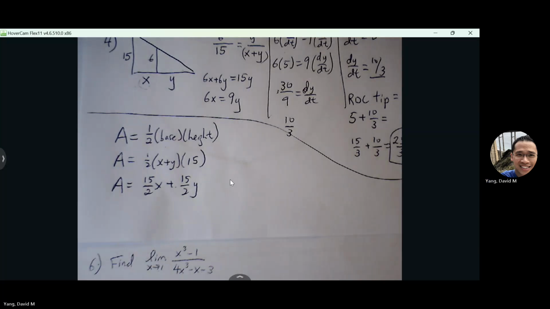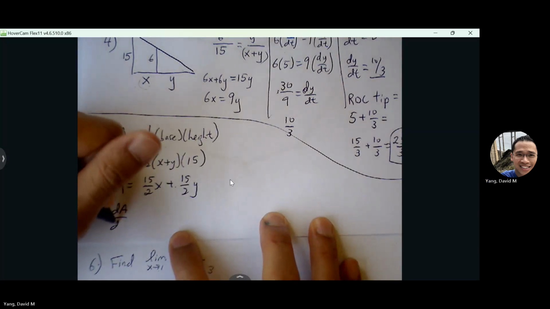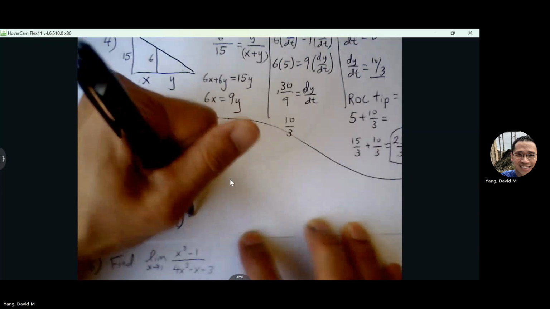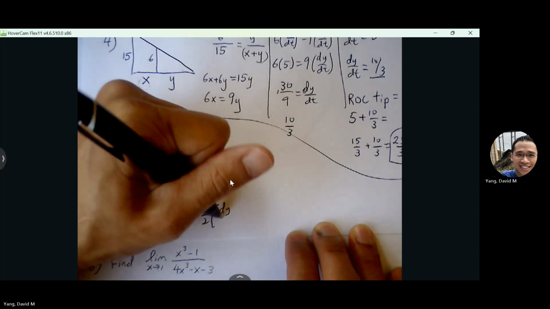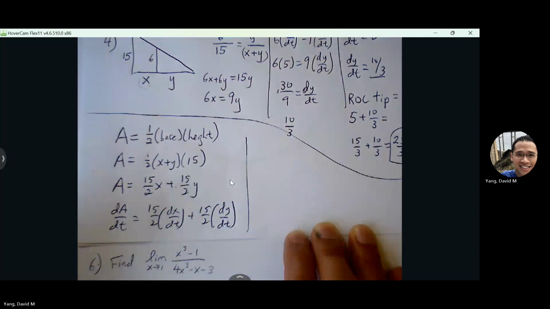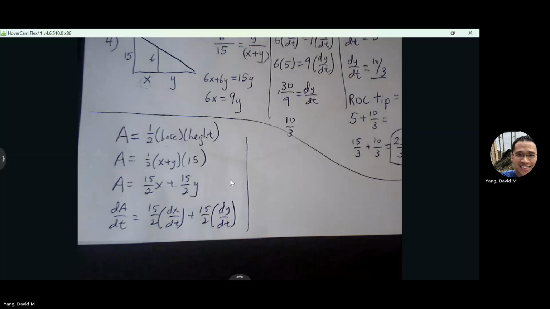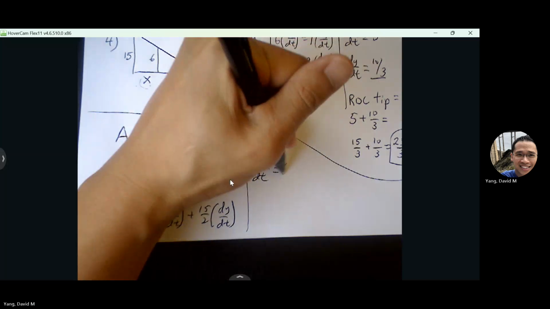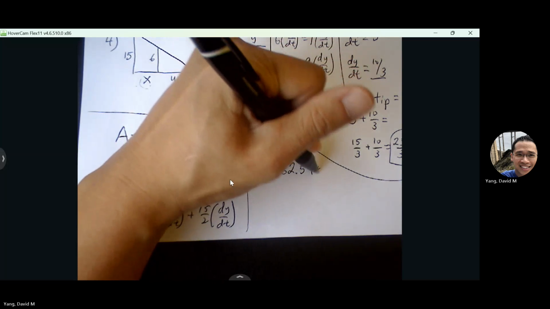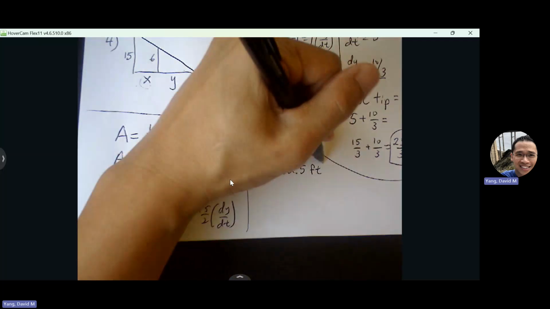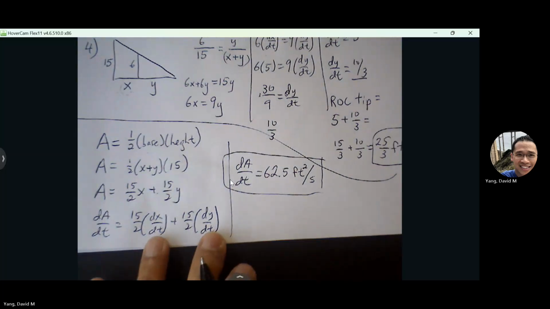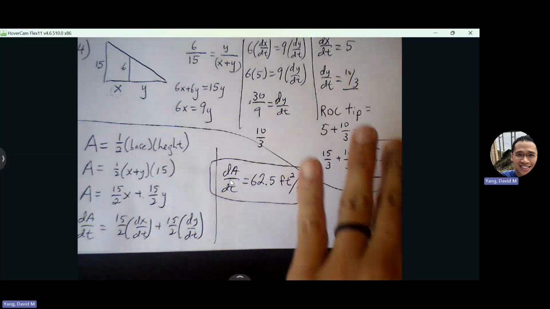And then find the derivative. Plug those values in. Look at your units. Area is square feet. Time is seconds. So we're using dx/dt and dy/dt from before.